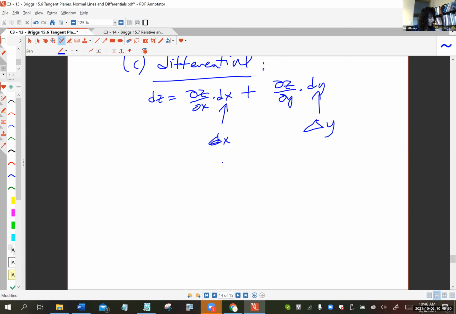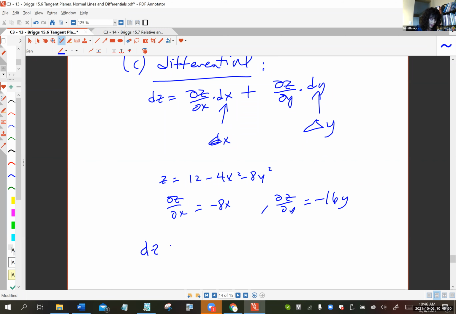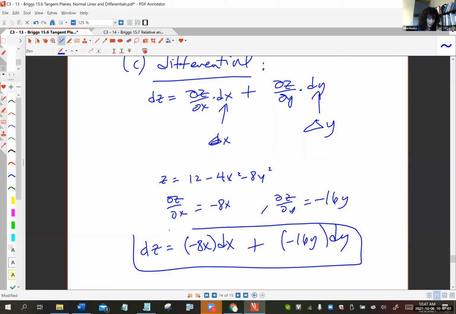So for letter C, they just want us to write out the differential. So first up, here's your function. I'm just going to recreate it here, because now you can go get your partials. dz/dx, remember when we were getting a gradient, is -8x, and the partial of z with respect to y was -16y. So the differential is going to look like this: -8x multiplied by dx plus -16y multiplied by dy. And we're done with part C. They didn't ask us to do anything with the differential. They just said, give it. You're like, here you go. I got it just for you.